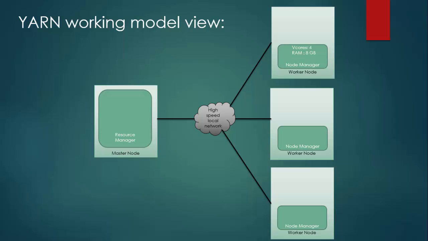So the first node has 4 cores and 8 GB of RAM. The next one has 4 cores and 16 GB of RAM. And the one remaining has 2 cores and 8 GB of RAM. The resource configuration from each node manager in the cluster is then communicated to the resource manager. In this case, the total count of resources we get is 10 virtual cores and 32 GB of RAM.